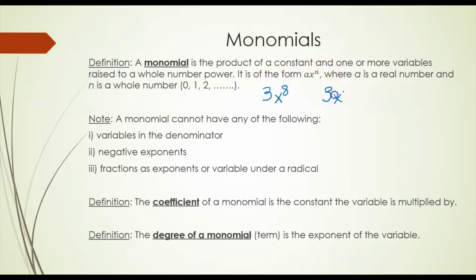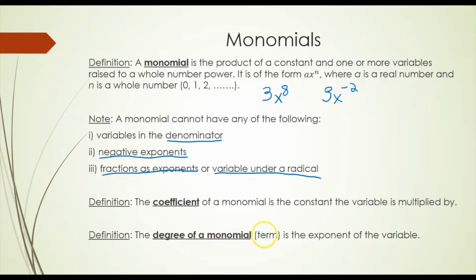3x to the negative second, that is not a monomial. So to identify a monomial, keep in mind that it cannot have any of the following. It cannot have variables in the denominator or bottom of the fraction. It cannot have a negative exponent on the variable, and it cannot have fractions as exponents or a variable under a radical. The coefficient of a monomial is the number in the front of the variable.